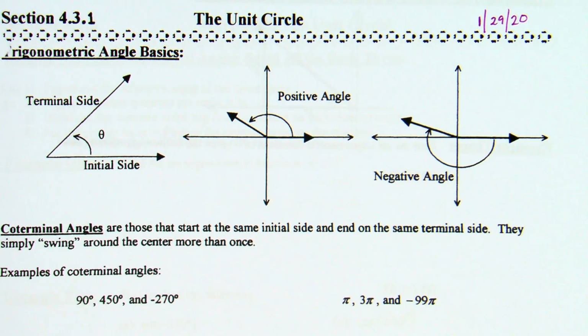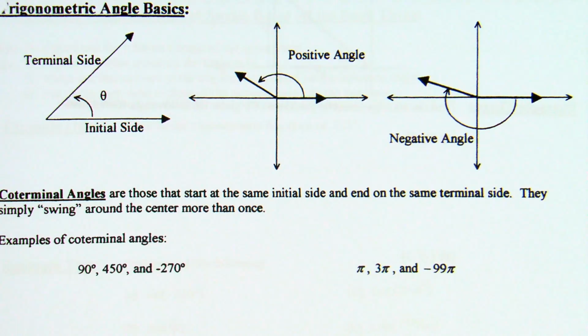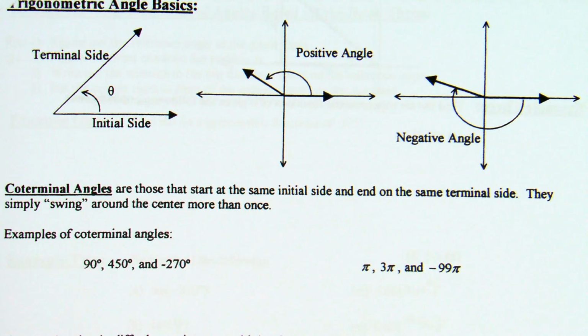coterminal angles. Coterminal angles are those that start at the same initial side and end on the same terminal side. So they start and end in the same places, but you get there different ways. One option is they simply swing around the center more than once. In other words, I can not just go around once, but I can go around multiple times and just keep adding the degrees as I go. There's also the difference of, are we going to go the positive direction or the negative direction? And so those are coterminal angles. For example, 90 degrees, 450 degrees, and negative 270 degrees are all the same angle.